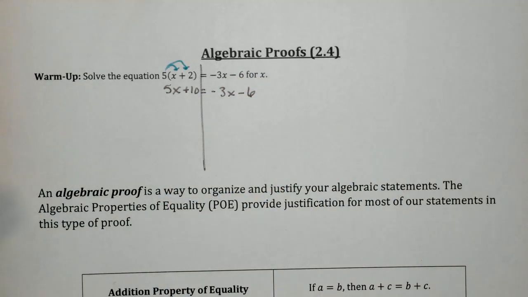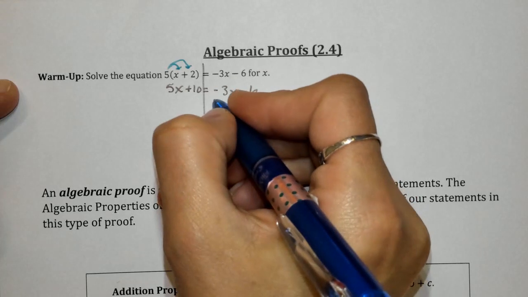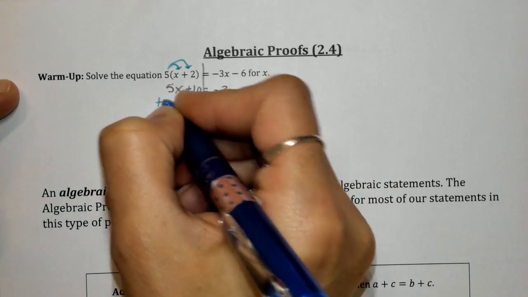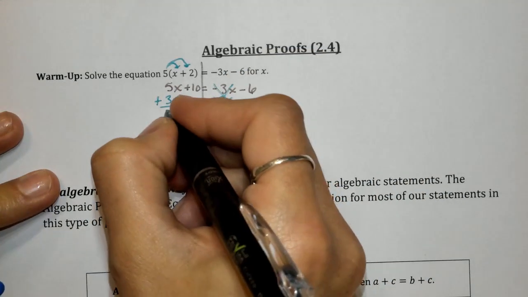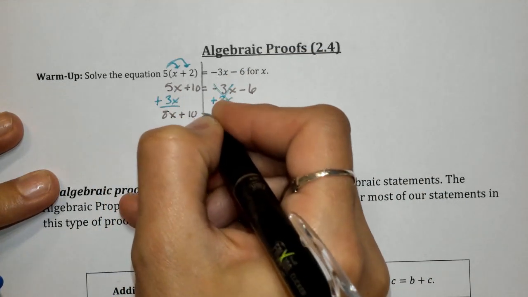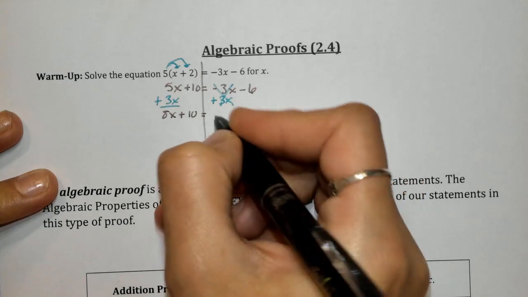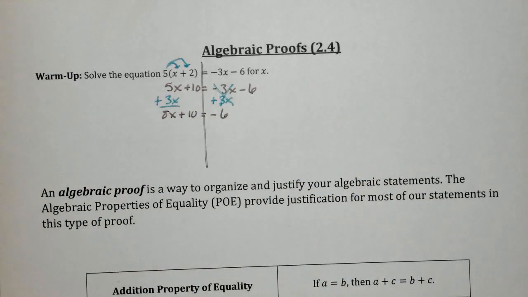I like to move my smaller variable first. So here I have a negative 3x. So I'm going to add 3x to both sides. These are gone. This becomes an 8x plus 10. Don't forget, we have a negative 6, so we need to bring the negative 6 down.